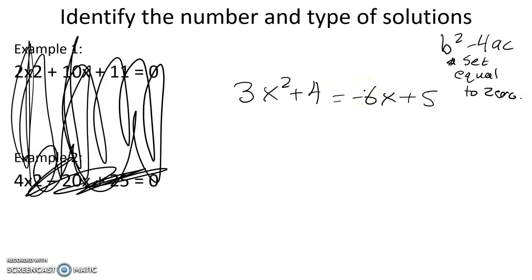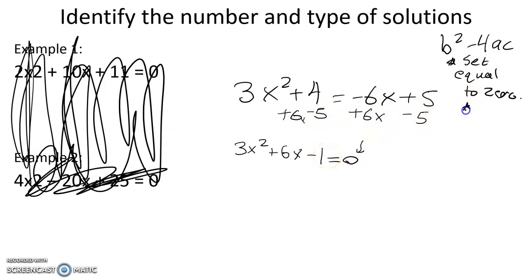So if it's not set equal to 0, what I need to do is set it equal to 0. I just need to pick either this side or this side and move everything over to this side. So this minus 6x, I'm going to add it to this side, and this 5, I'm going to subtract it to this side. 3x squared plus, well, the 6x just stays plus 6x. Minus 5 plus 4 gets me negative 1 equals 0. So now I have it set equal to 0. I've moved all of my stuff over to one side and set it equal to 0.